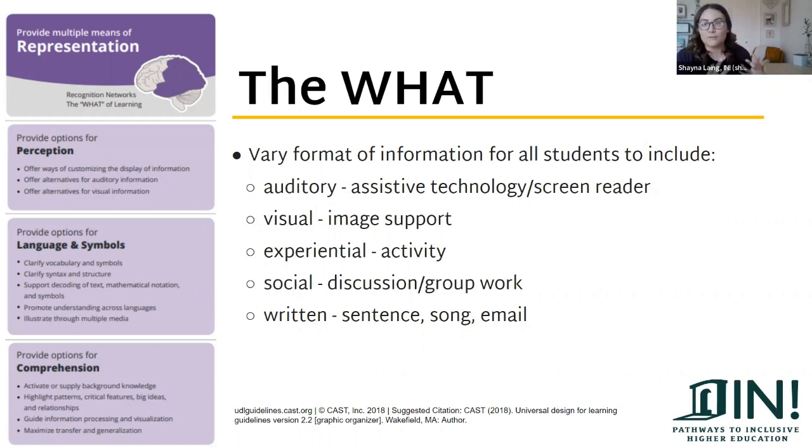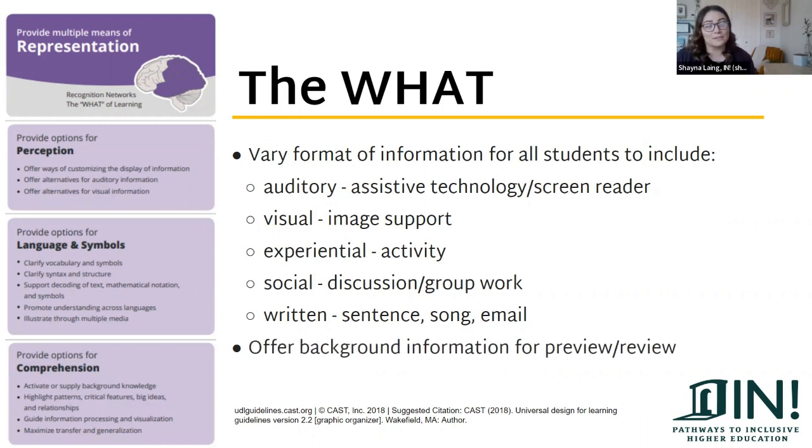And then even in written format, changing the way that written format can be offered. So sentence structures, maybe songs, maybe emails, where you're just allowing them to put together their concepts in different formats, where it doesn't have to be this structured paragraph or paper.